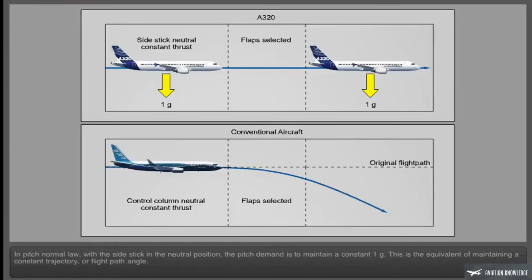In pitch normal law, with the side stick in the neutral position, the pitch demand is to maintain a constant 1g. This is the equivalent of maintaining a constant trajectory or flight path angle. Stick free, the elevator will be deflected in order to attempt to maintain constant trajectory through speed changes, changes in configuration, or atmospheric disturbances.